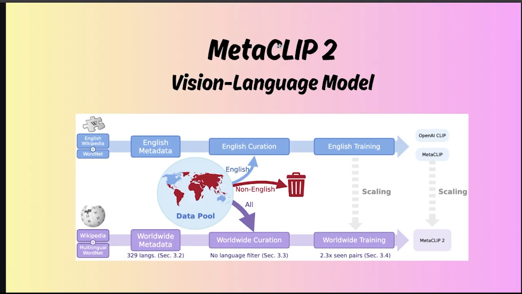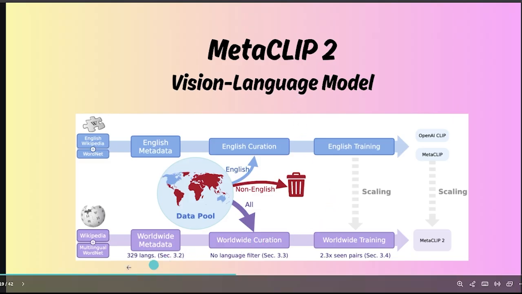As someone who lives in Germany and works for a German company and has to do a lot of stuff with the German language, right? I just can't use English trained clips that well, or I would have to translate everything or whatever. So this is what MetaClip basically tackles, or MetaClip 2, because they are multilingual and they have 329 languages, they say down here, on which they trained MetaClip.